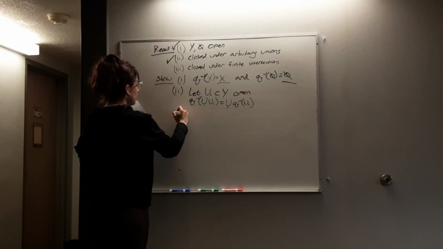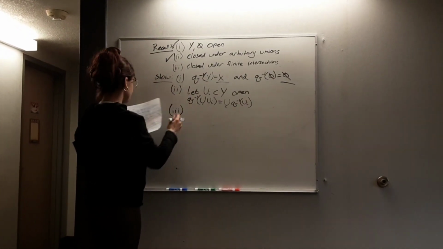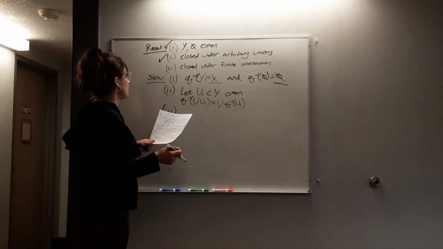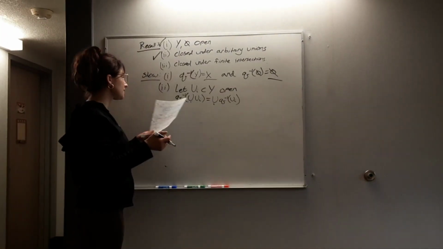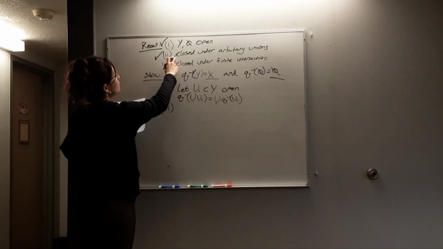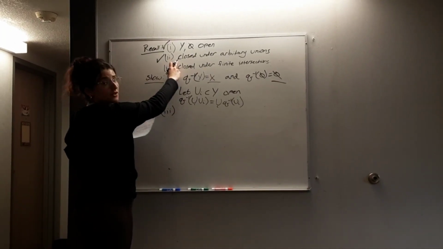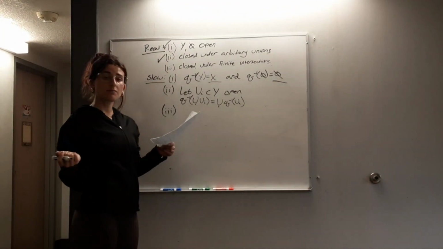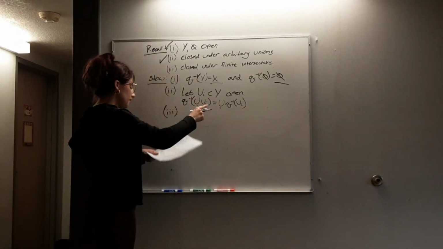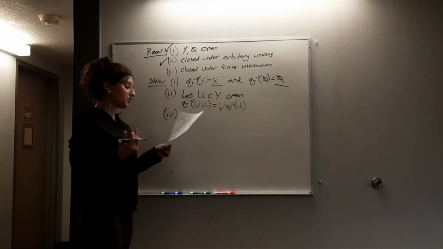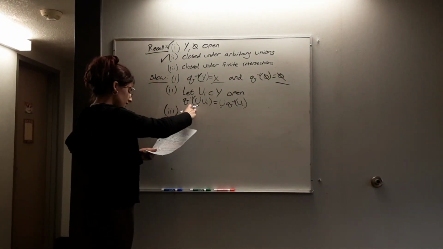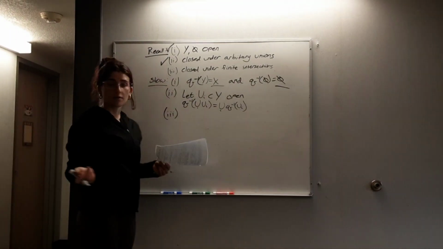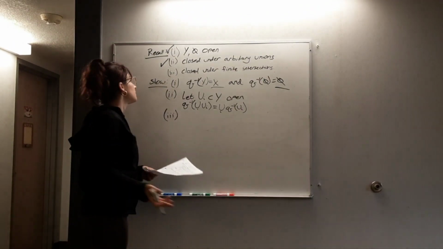Now for condition 3, we want to show that it's closed under finite intersections. So the proof of this is going to be very similar to how we showed that it was closed under arbitrary unions. We're just going to replace all of the union symbols with intersection symbols and assume that we have finitely many U sub I's. And then we're going to apply the same argument and thus get the result.